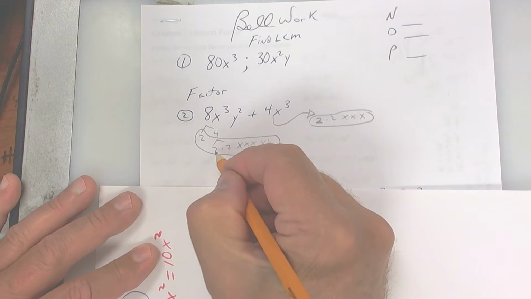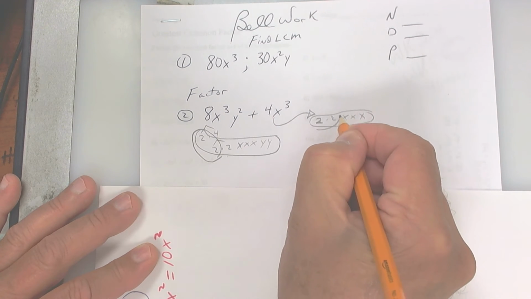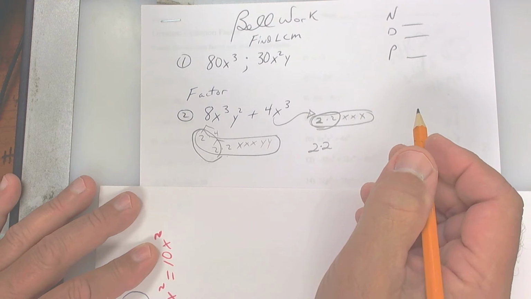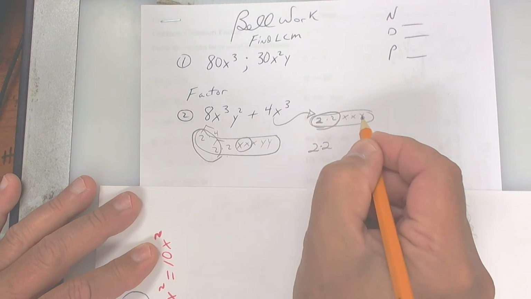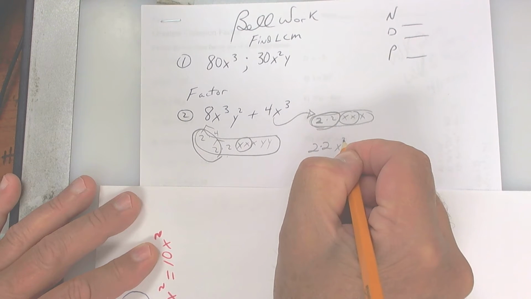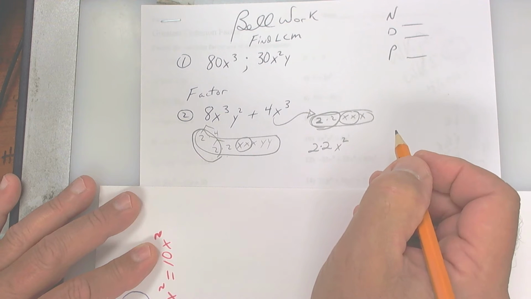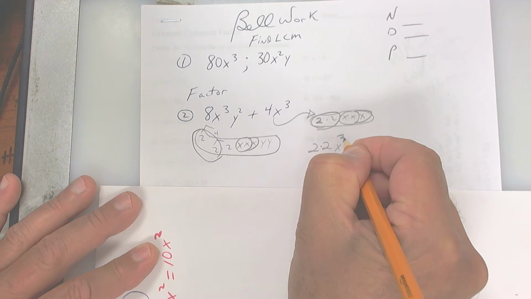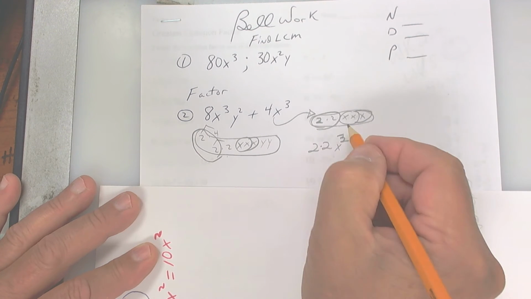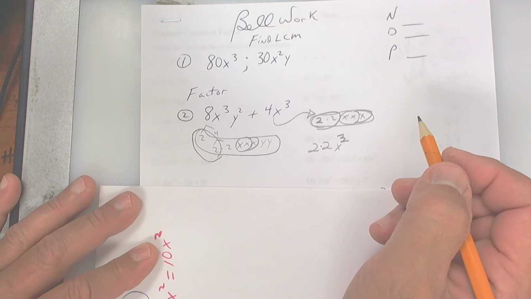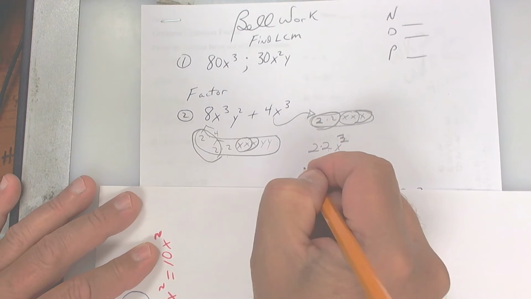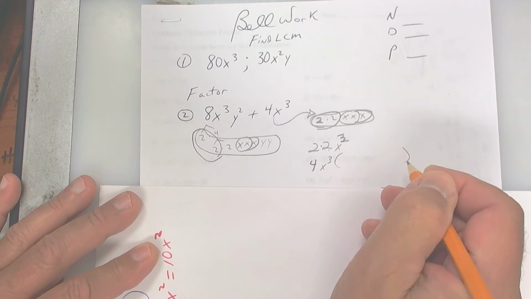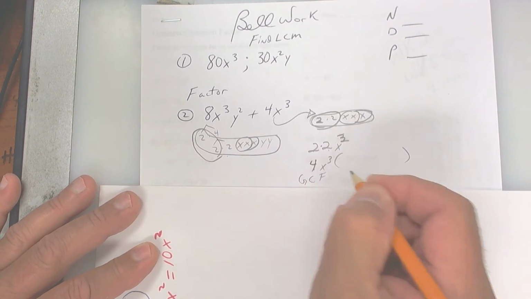So now I see 2 2's. So I'm going to take out 2 2's. I see 2 x's. So I'm going to take out 2 x's. And actually they have 3 x's. So take out 3 x's. They don't have any y's. And I think that's it. Now, 2 times 2 is 4. So it's going to be 4x to the third, which is called your greatest common factor.